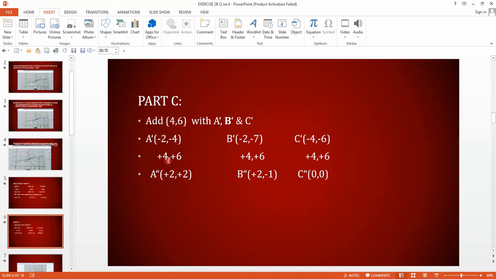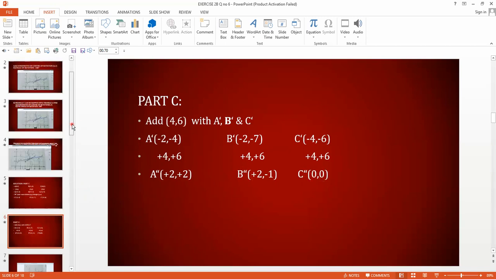So -2 + 4 becomes +2, -4 + 6 becomes +2. Similarly, we get A double prime, that is equal to (+2, +2). Then -2, -7, when we add +4 and +6, we will get +2 and -1. Again, from this we will get C double prime, that is equal to (0, 0).